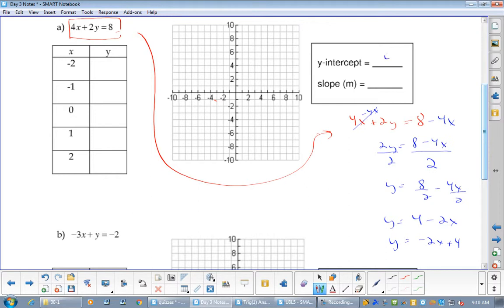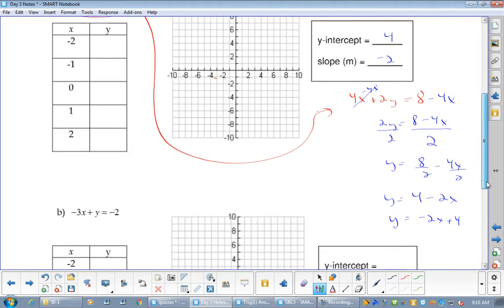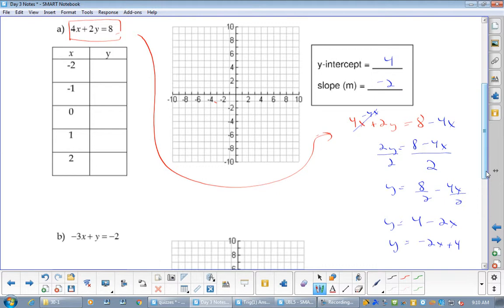So, y-intercept is 4. Slope? Negative 2. Now, there's two ways to be able to graph. The way I'm going to show you first is the easy way. Because how many points do you need to draw a line? 2. Now, what is 1? I know for sure just by looking at the equation. The y-intercept is 4. So can you put that there?